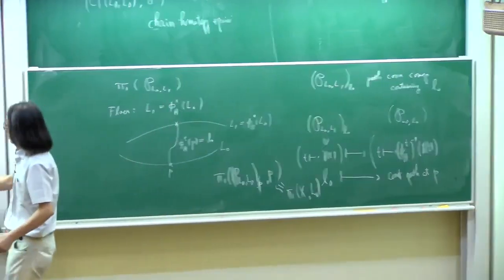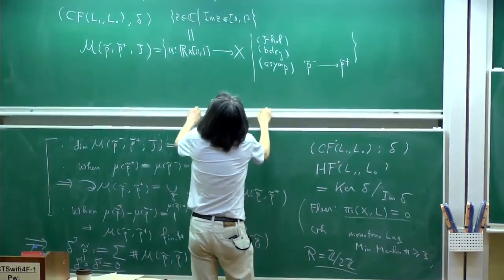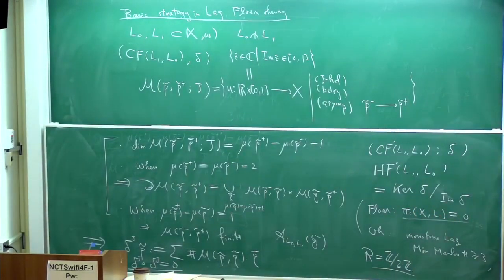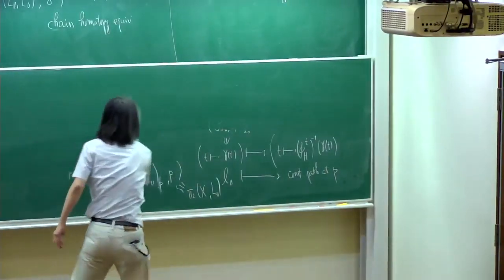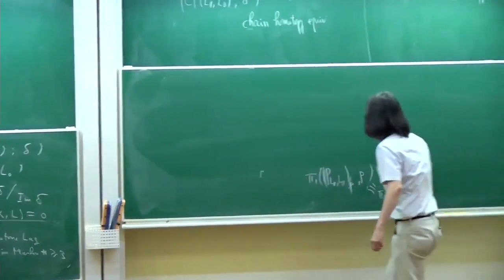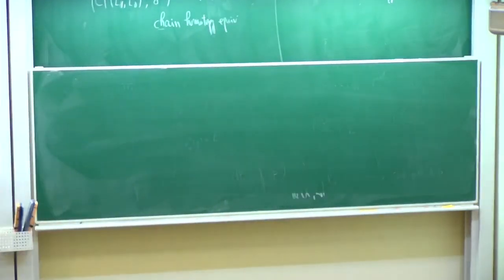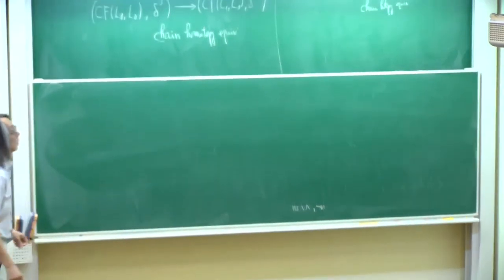So this is the basic strategy in the Lagrangian Floer theory part. Maybe I don't need to discuss this part separately from here. But anyway, let's consider that case.